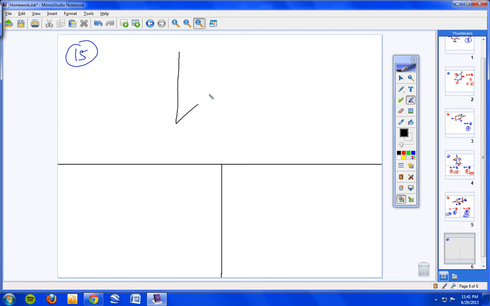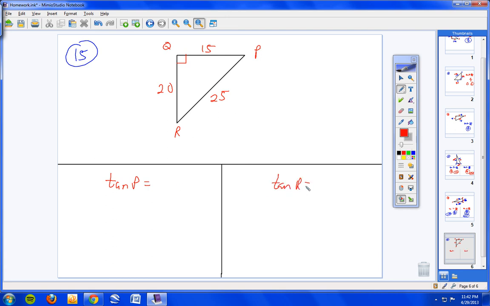The triangle looks like this, and like this, and like that. And this is P. Guess we better fix that. Let's go to pen. This is P. This is Q. This is R. And we have 20, 15, and 25. And again, we're going to find the tangent of P and the tangent of R.